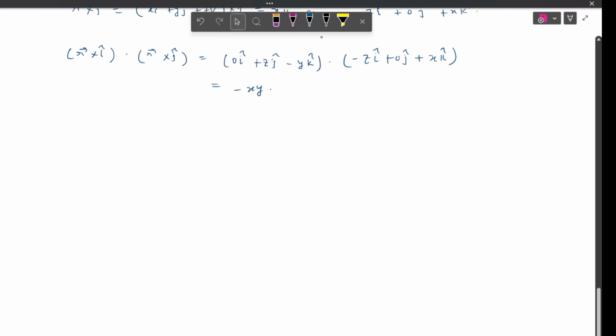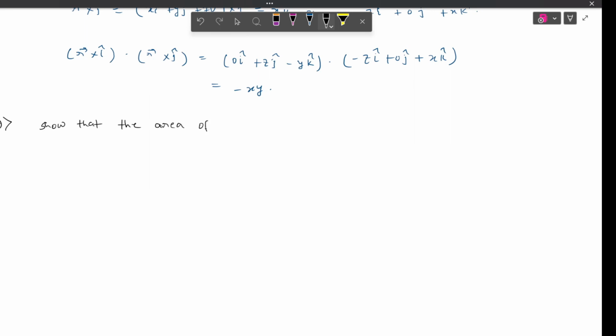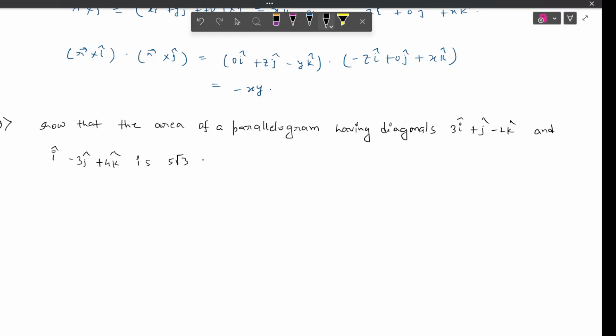Now let us see another question. Show that the area of a parallelogram having diagonals 3 I cap plus j cap minus 2 k cap and I cap minus 3 j cap plus 4 k cap is 5 root 3 square unit.